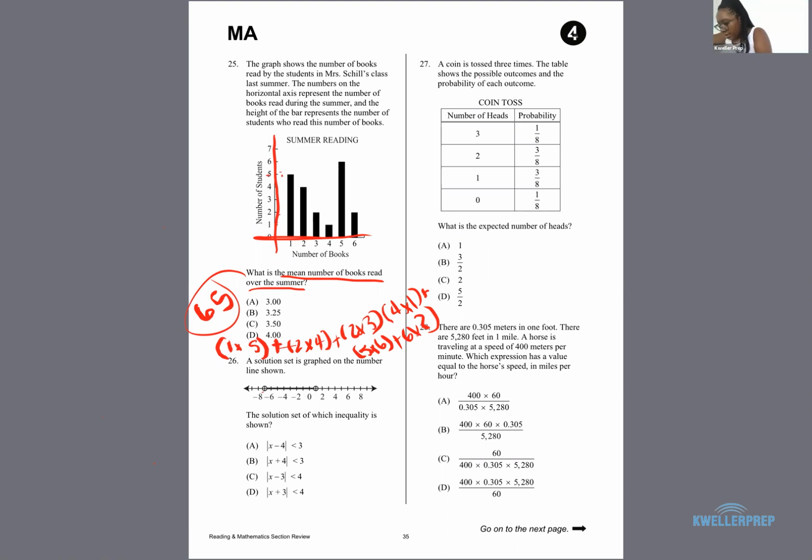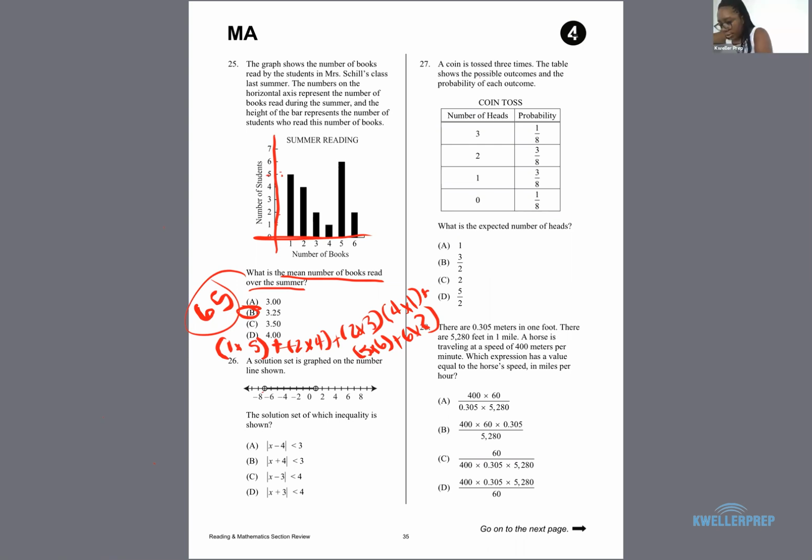And then you do 65 divided by 20, which equals, in order to find the mean, 3.25, which is the mean. Do you guys understand this? Yeah. All right, cool.